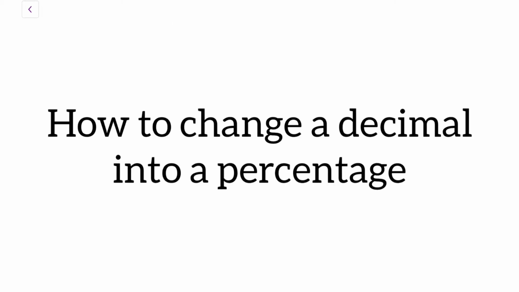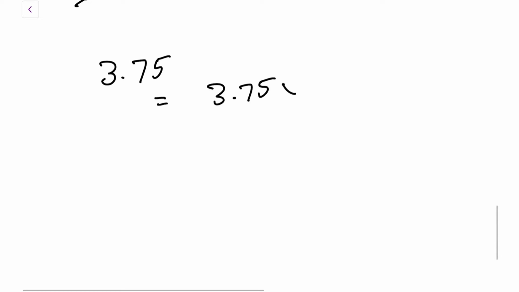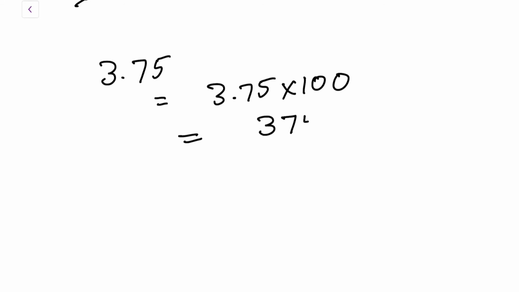Now let's see how we can change a decimal into a percentage. Alright, here's your decimal. How do you change this into a percentage? Very easy. All you have to do is to multiply this decimal with 100. Okay, that becomes 375%. How did I get 375? Remember, when you multiply a decimal with 100, the decimal point moves 2 places to the right. That is 375 and include percent at the end.